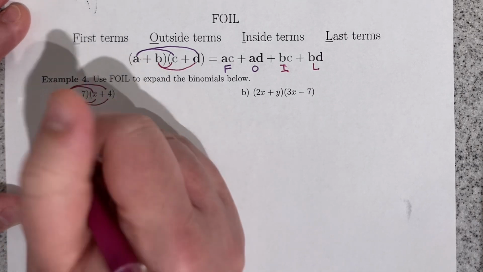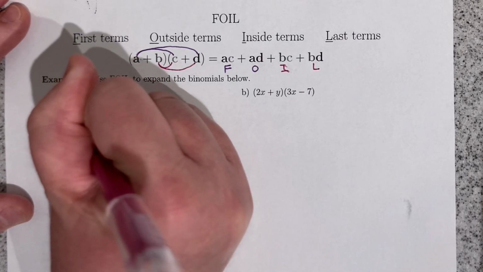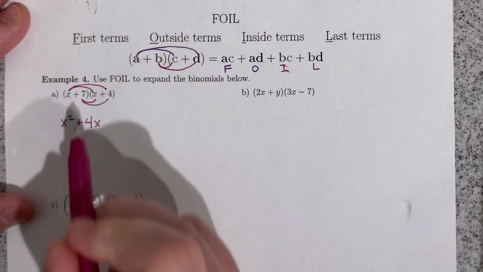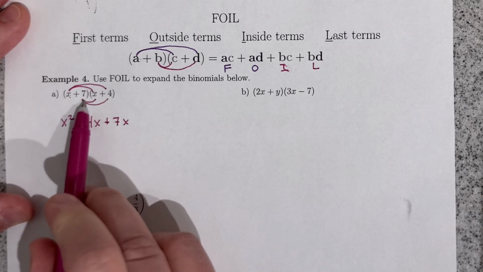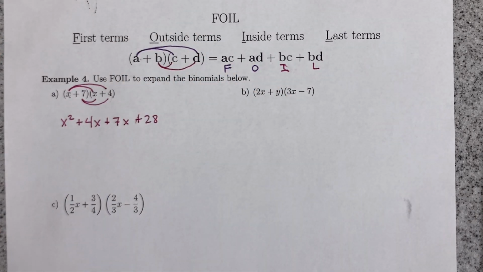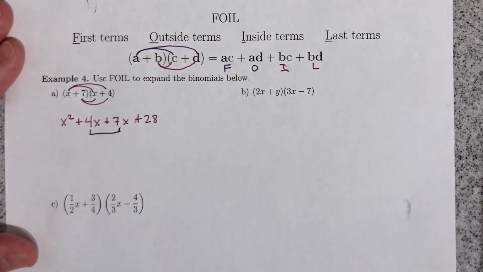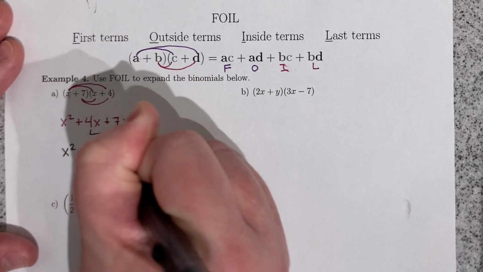So x times x is x squared. X times 4 is plus 4x. 7 times x is plus 7x. And then 7 times 4 makes 28. Just like all the methods, the next step is we have to combine the like terms in the middle. So the final answer is still x squared plus 11x plus 28.